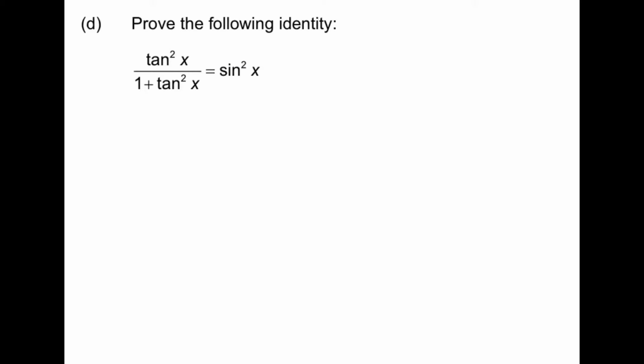Question D, prove the following identity. So we've got tan squared over 1 plus tan squared on the left equals sine squared on the right. Okay, so we're going to work with the left-hand side. And remember, when you see tans, you're going to change them into sines over cos. Okay, so the left-hand side, the numerator, is sine squared x over cos squared x, and that's divided by 1 plus sine squared x over cos squared x.